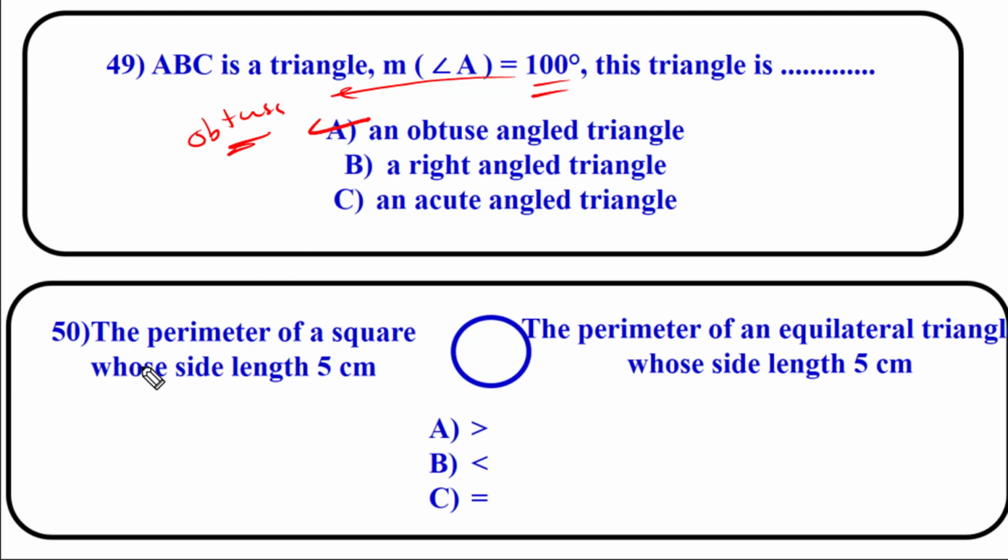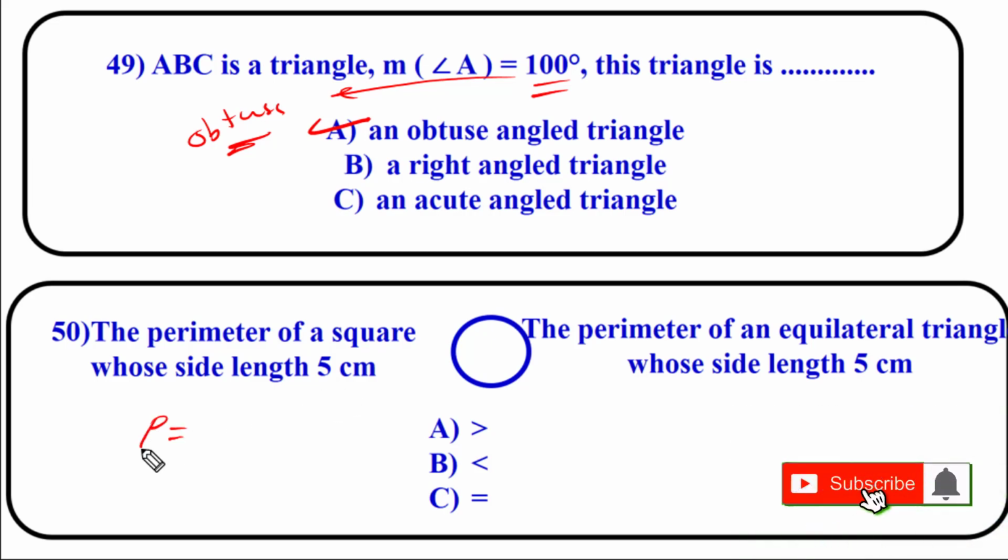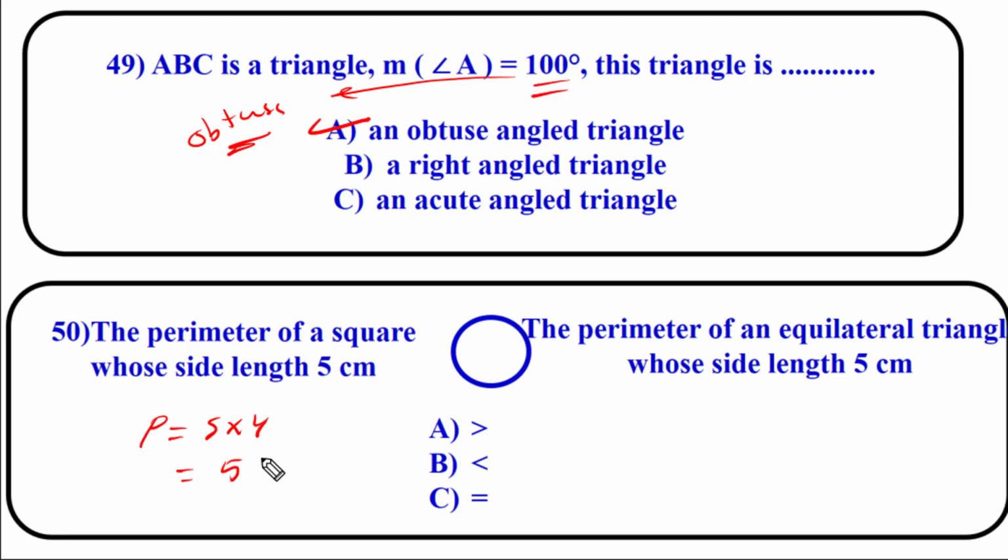Number 50, the perimeter of the square whose side length is 5 cm. You can find it easily. Its perimeter equals its side length times 4. Its side length equals 5. 5 times 4 equals 20 cm.